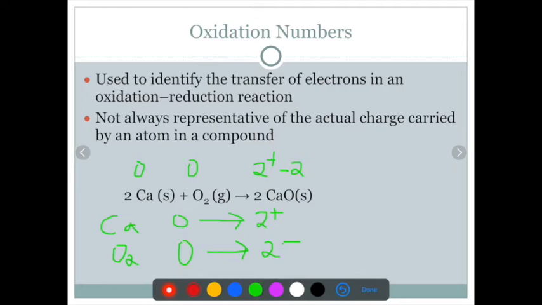So that would be that it lost electrons. And then oxygen is getting more negative, so we've gained electrons down here. Reduced.